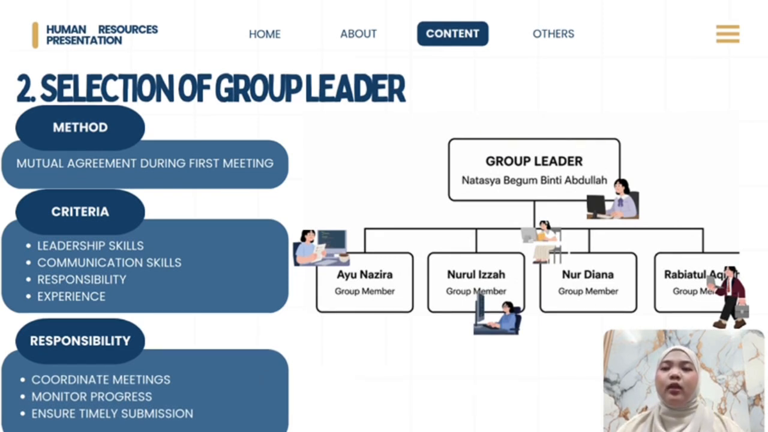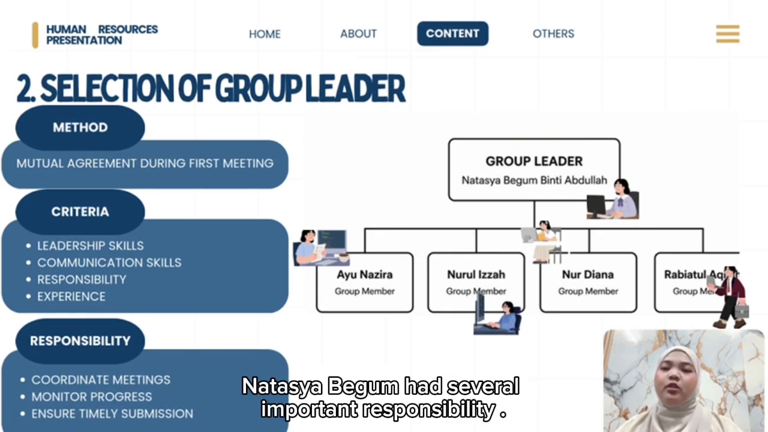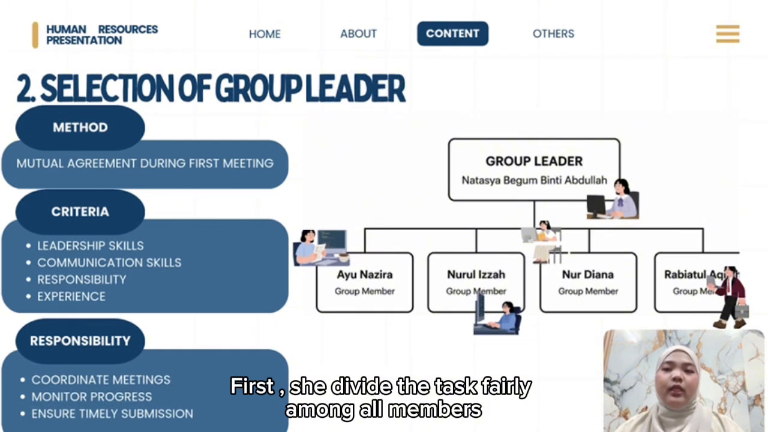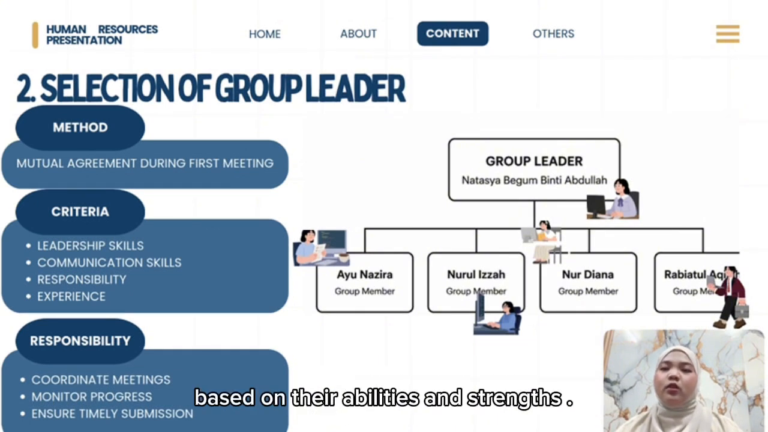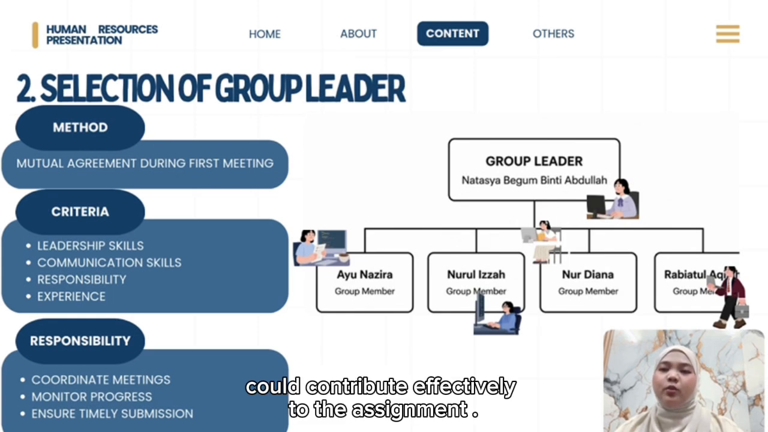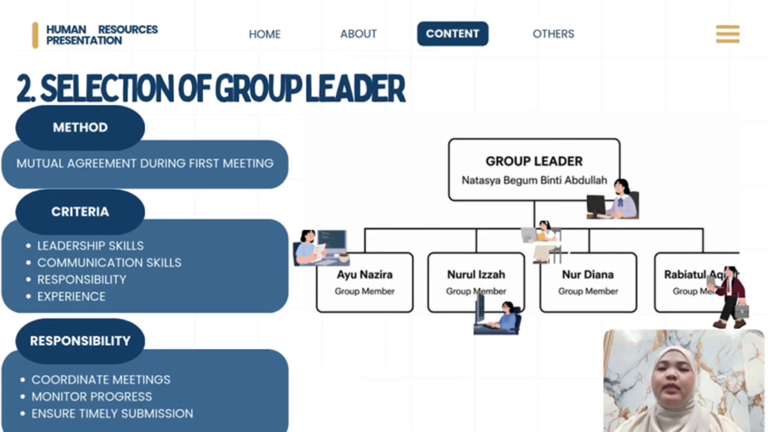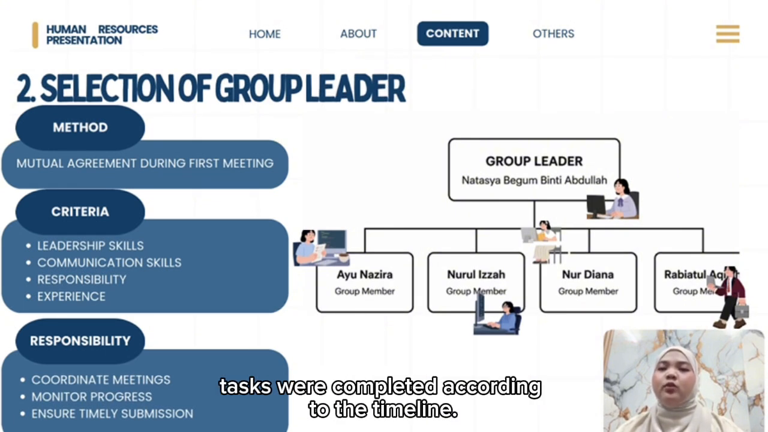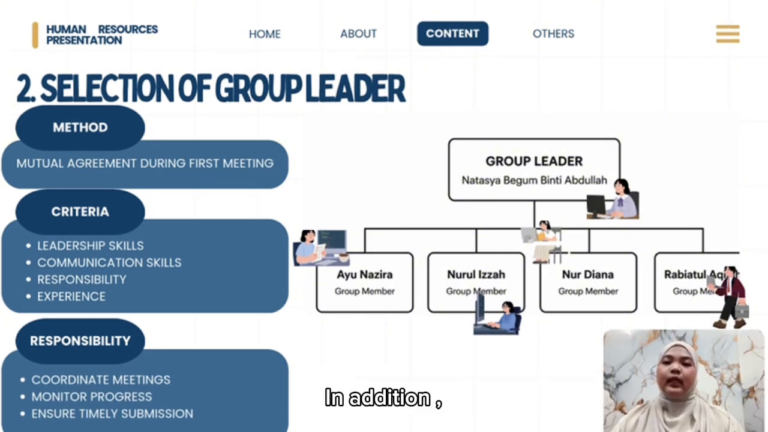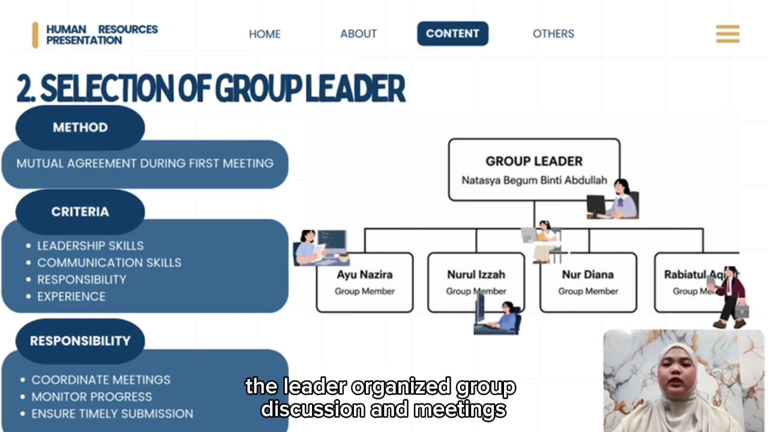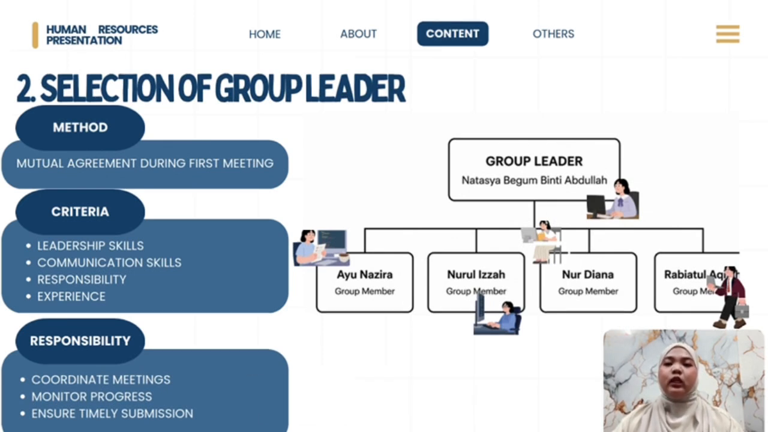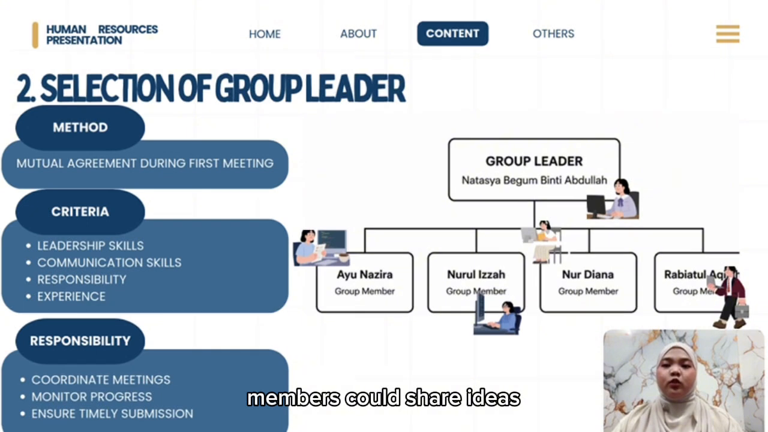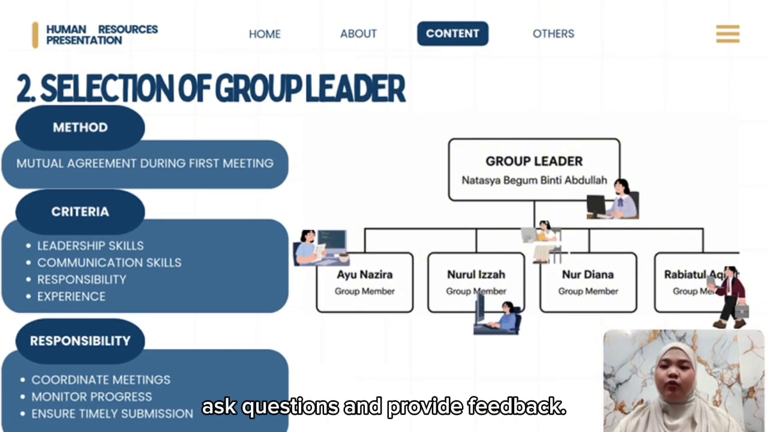As the group leader, Natasha Begum had several important responsibilities. First, she divided the tasks fairly among all members based on their abilities and strengths. This helps ensure that everyone could contribute effectively to the assignment. Second, the leader monitored the progress of each member's work and followed up regularly to make sure tasks were completed according to the timeline. In addition, the leader organized group discussions and meetings whenever necessary. During these discussions, members could share ideas, ask questions, and provide feedback.